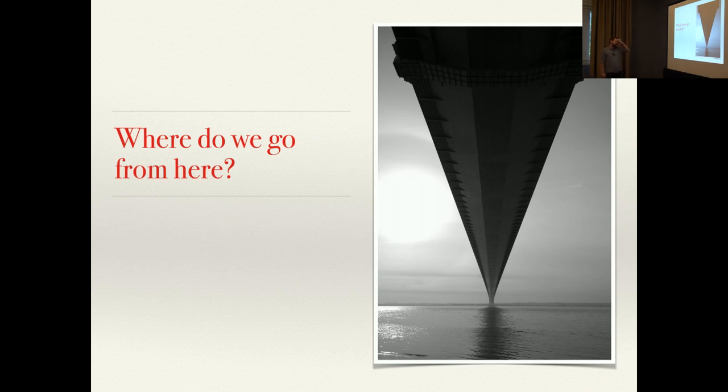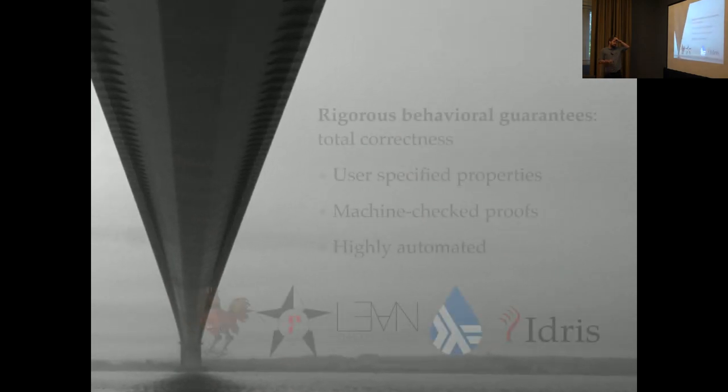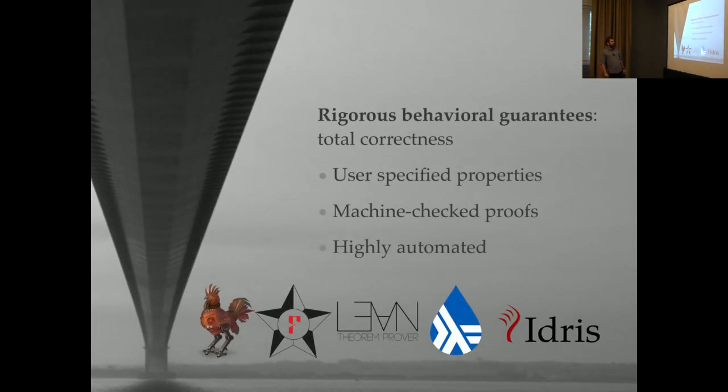All right. So the vision for this work is, if we take a look at where we're headed as a community, it's very much not the Calvin and Hobbes view of programming. We would like to have these very rigorous behavioral guarantees that scale up to total correctness with user-specified properties and machine-checked proofs, and have it be highly automated.